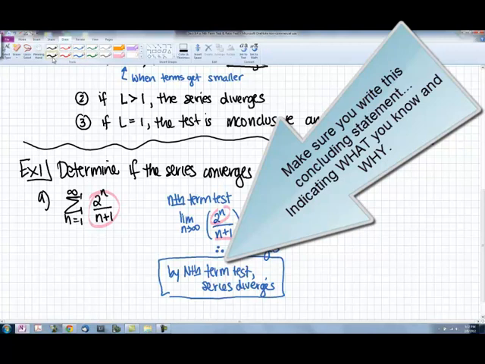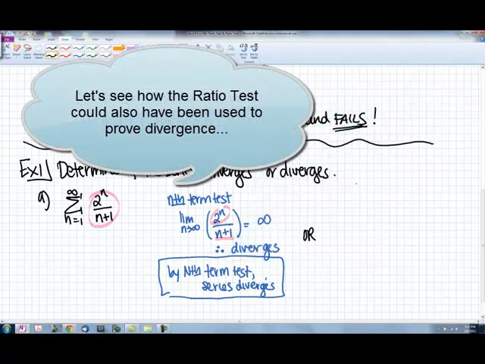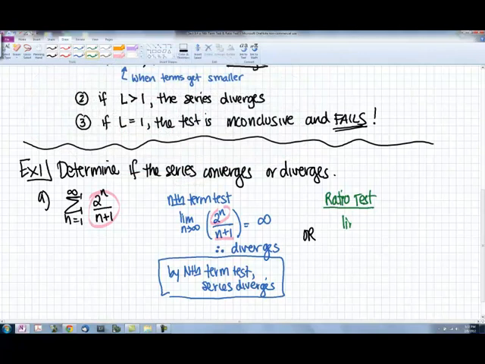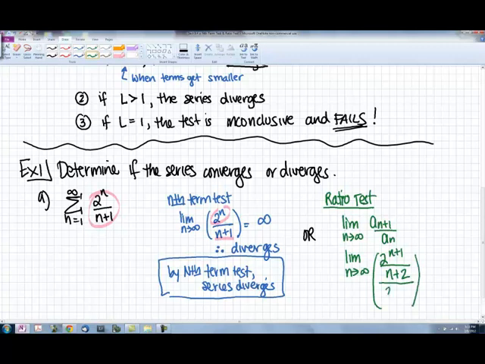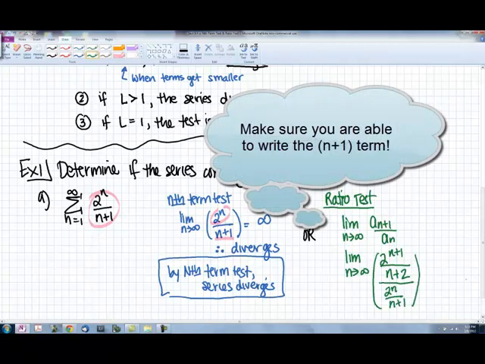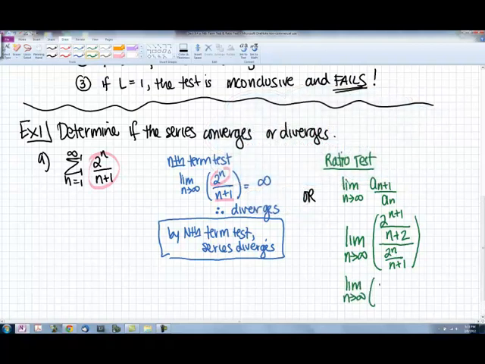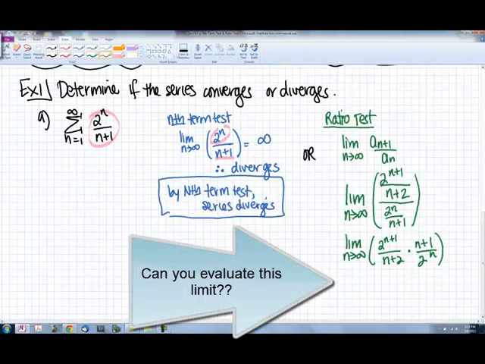Now what I'd also like to show you is another way the ratio test can work with this one as well. So the ratio test says that you need to find L, the ratio of the next term divided by the previous term. So that means the next term will be 2 to the n plus 1 over n plus 2, divided by 2 to the n over n plus 1. So I'm going to flip the bottom fraction. So it's going to be 2 to the n plus 1 over n plus 2 times n plus 1 over 2 to the n.